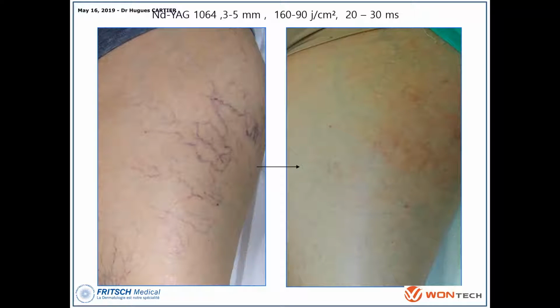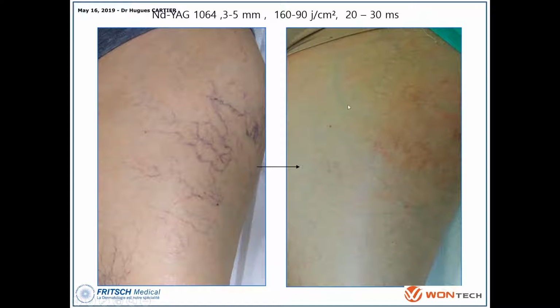So another example with the NDIAG only, and you have to modify the setting between 3 to 5 millimeters. 3 is for the red or the purple, and 5 is for the blue or the almost reticular, like green. We say gray in France. So you have to treat. Sometimes you can have some little pigmentation after the session, but don't be afraid.